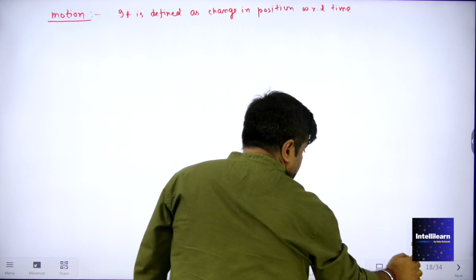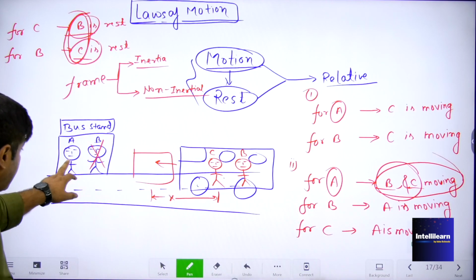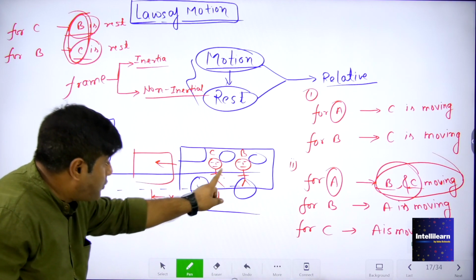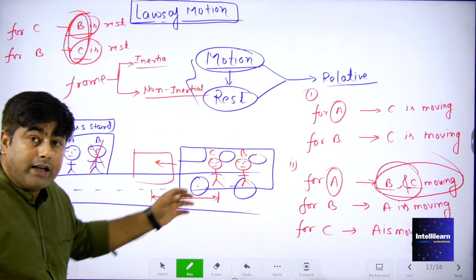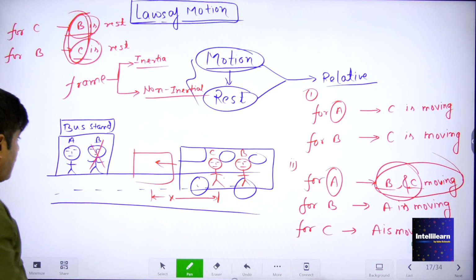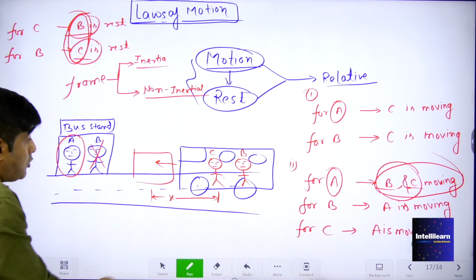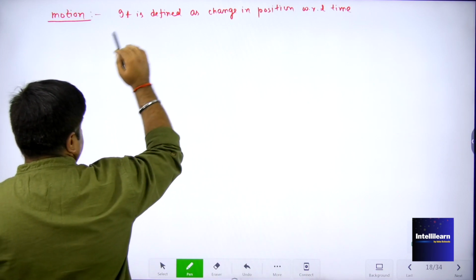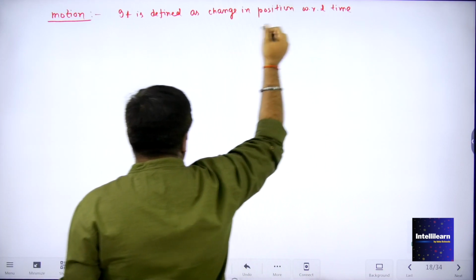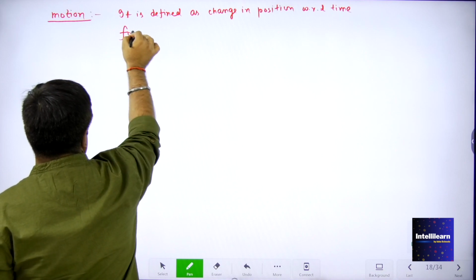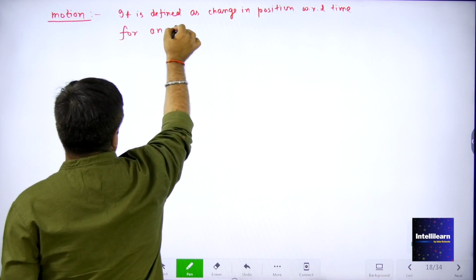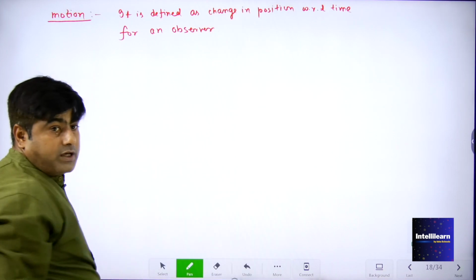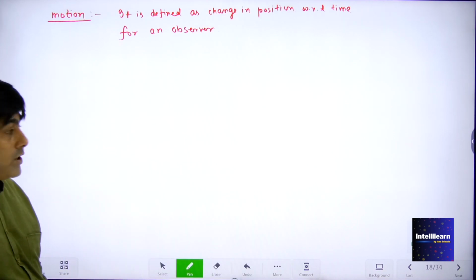Now again come back here. For A, the position of B and C was changing, but for B, the position of C was not changing. So here an observer is also important. If the observer is at a different place, the observation can be different. So the definition of motion is: the change in position with respect to time for an observer. And this is the definition of motion.